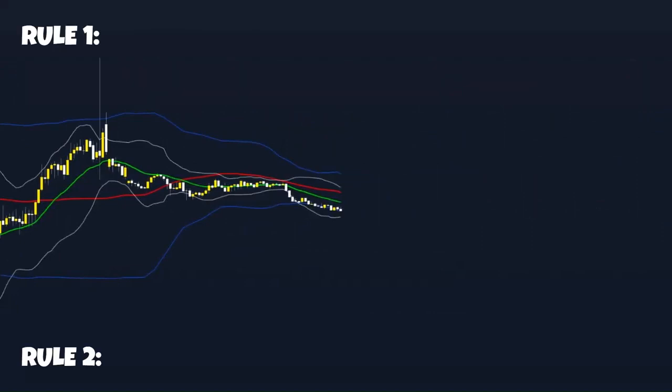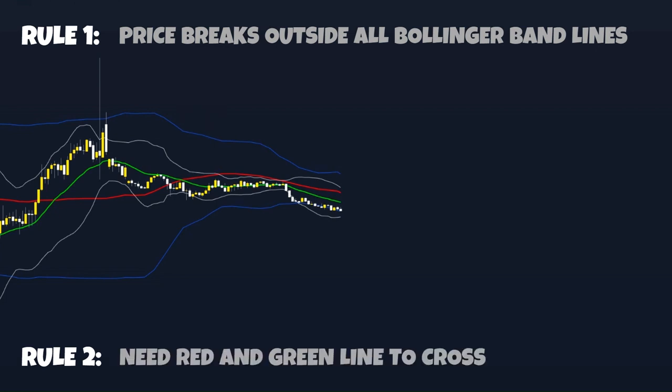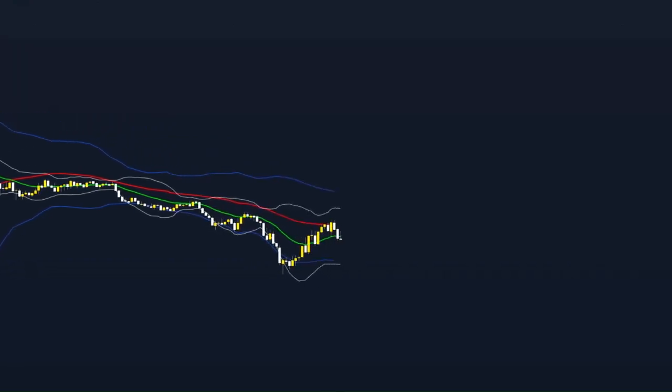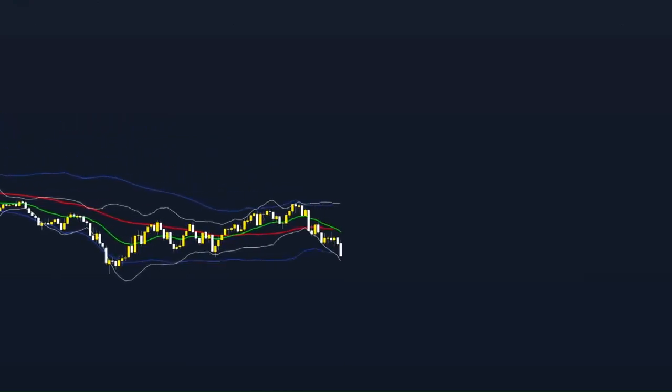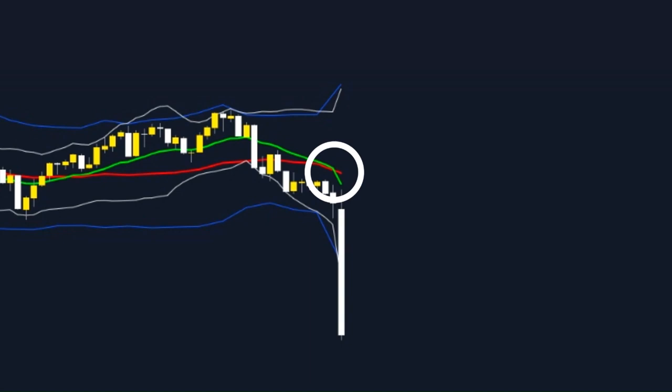So rule 1 and 2 for this strategy is we want to first wait for price to break outside of both of these Bollinger Band lines, which is the white and blue, and at the same time or just before we need the red and green line to cross. And right there on the chart we can see that both of those 2 things have happened. Price has had a huge volume push and broke outside of both of the Bollinger Bands, and the green and red line have both crossed.